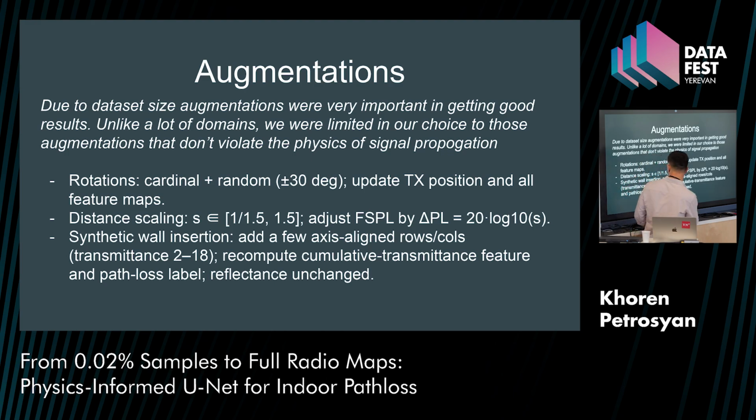So one thing we did is add extra walls and recalculate the signal strength according to these newly added walls, which we pretended didn't have any reflectance values, so the signal wouldn't lose strength when reflecting off of them, but it would incur a transmittance loss. And also things like flipping and rotating by 90 degrees, where our labels would still be correct.